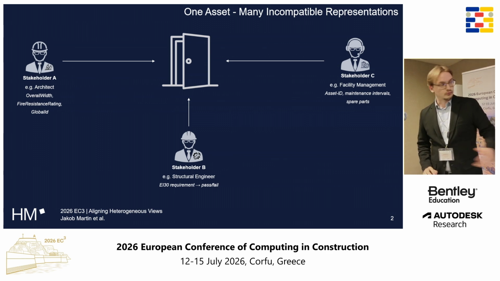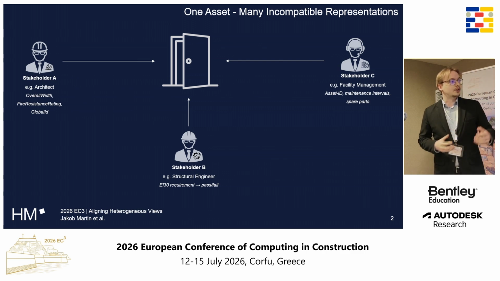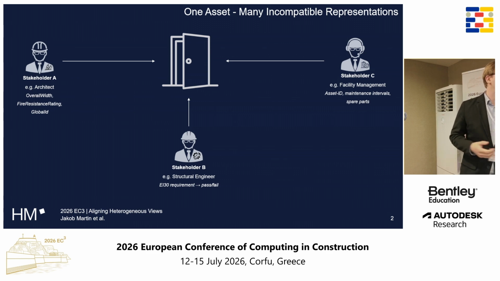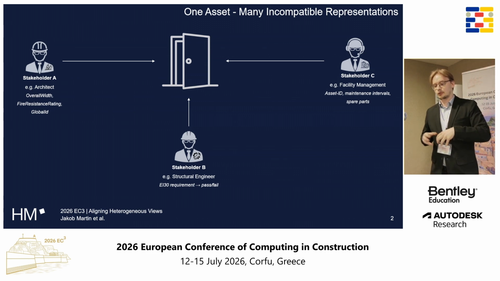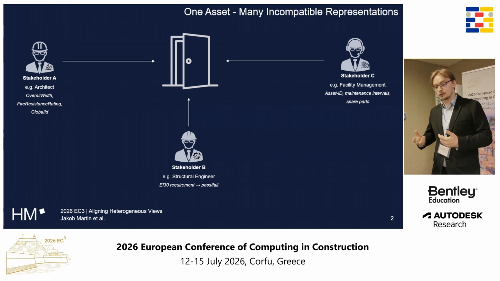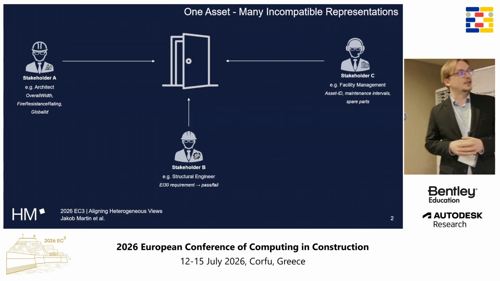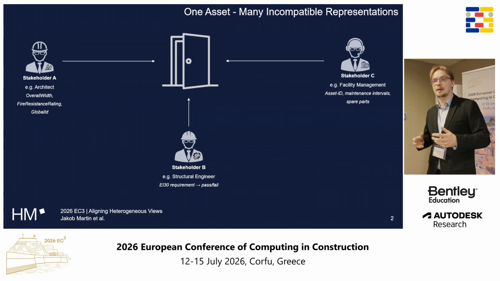And on the bottom, we find a stakeholder, for example, a structural engineer who has different kinds of requirements, or a fire safety engineer that wants to check the model for pass and fail outcomes. And on the right side, we have a stakeholder C, for example, from facility management, which has different requirements for the same physical door, for example, asset IDs, maintenance intervals, or spare parts that need to be serviced.